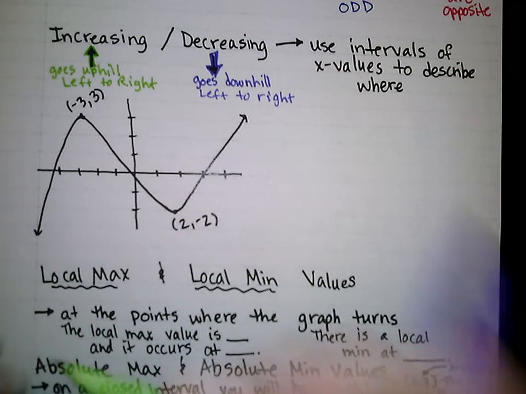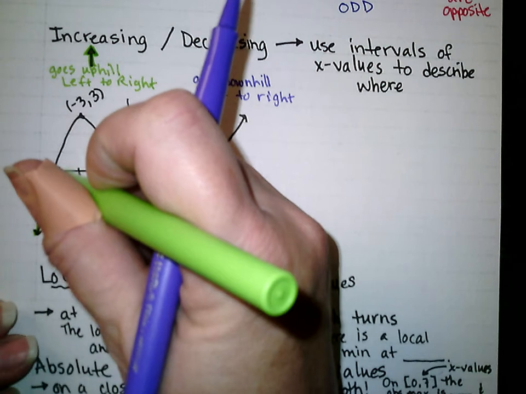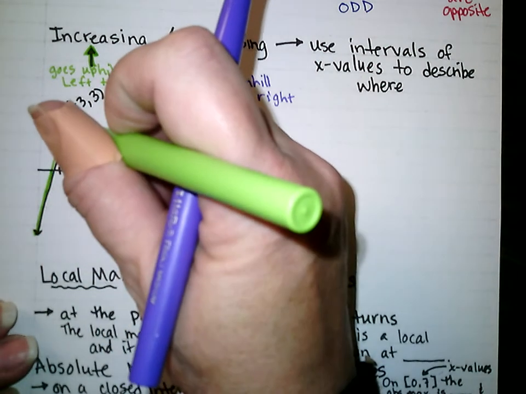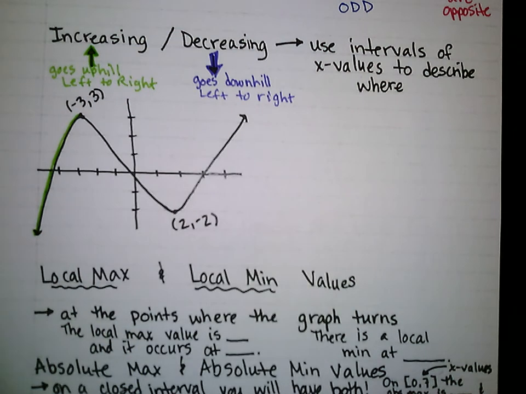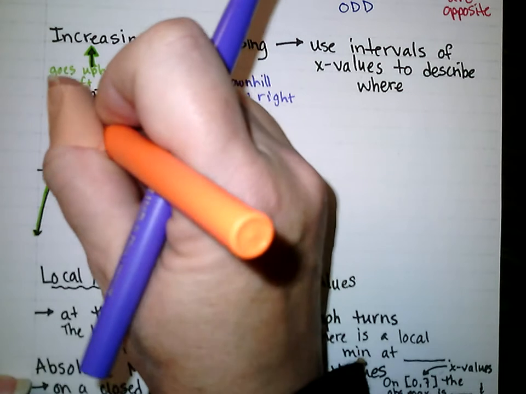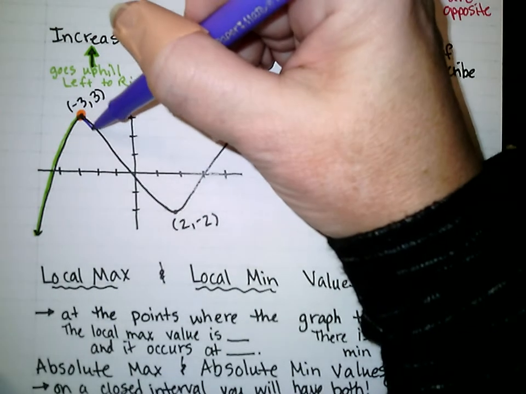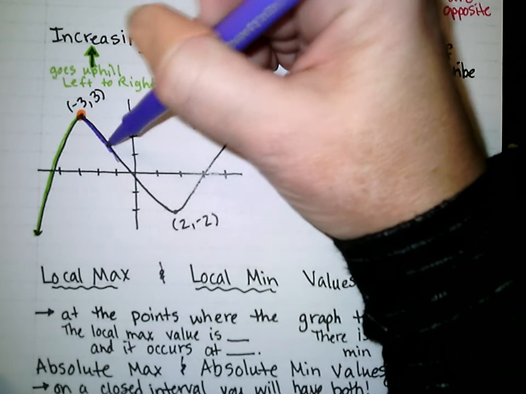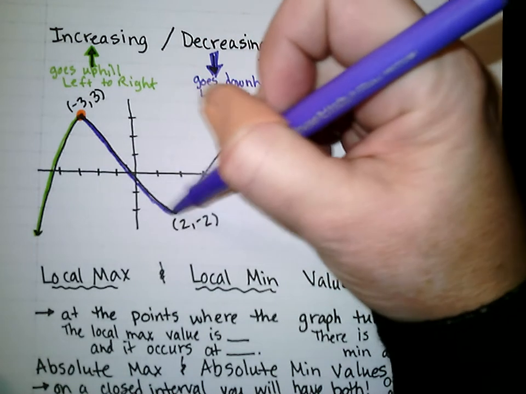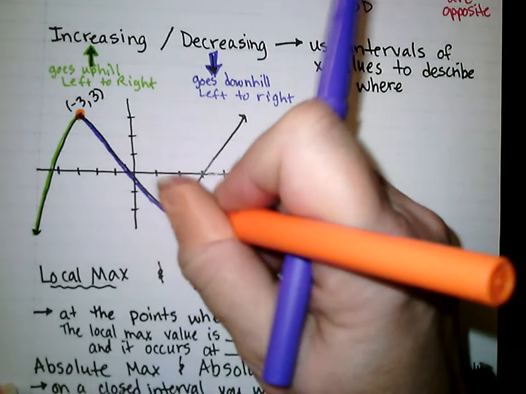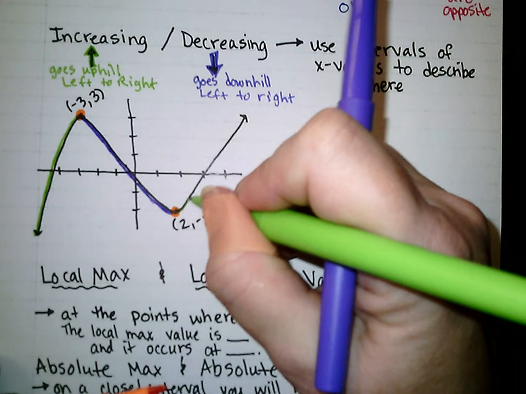So on the function, I start out going uphill. And then once I get to this spot right here, this is like a turnaround spot. We're going to talk about those. And then I start going downhill on my roller coaster. We get to the bottom, we bottom out. That's another special spot on there. And then we start going uphill again.